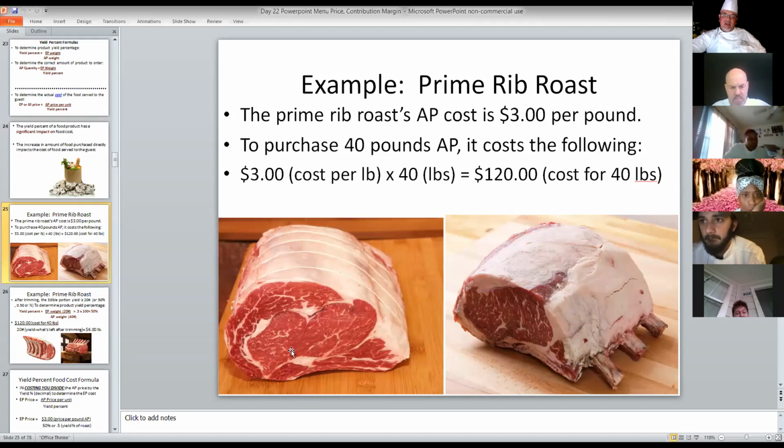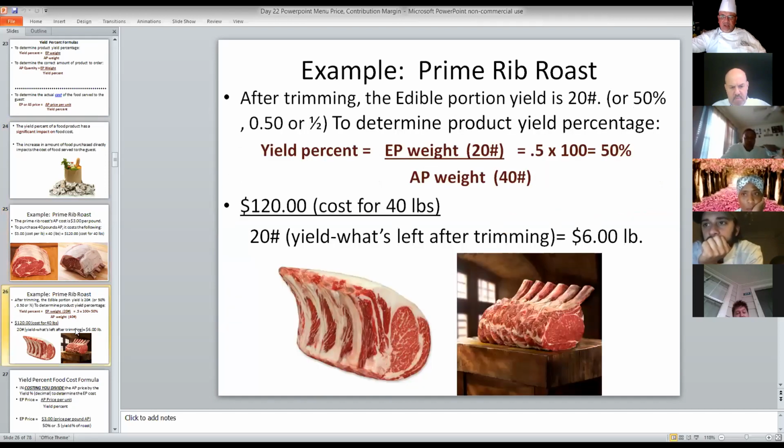To purchase 40 pounds as purchased, it costs the following. $3 per pound times 40 is about 120. That's about right. Well, no, it's not. The price is too low. So anyways, for the prime rib roast, after trimming, the edible portion yield is 20 pounds.